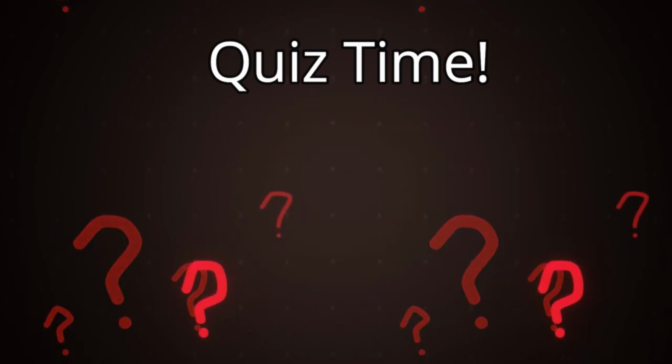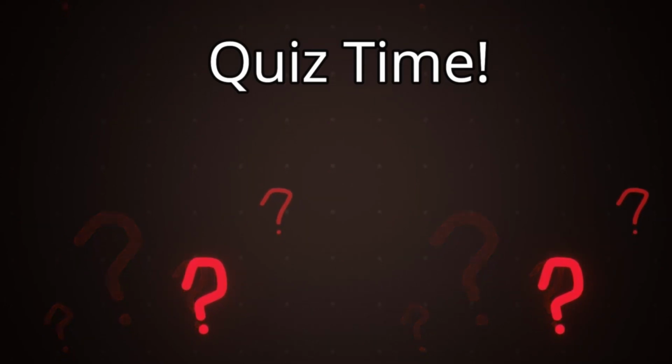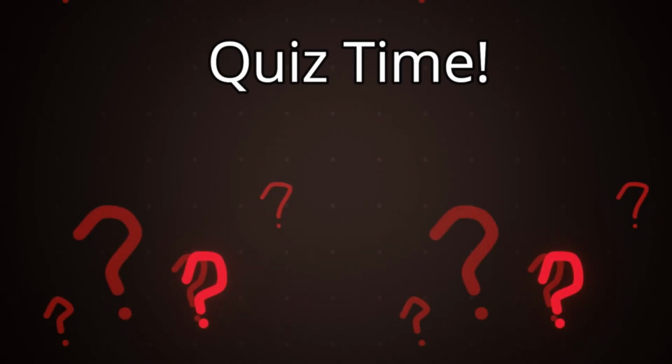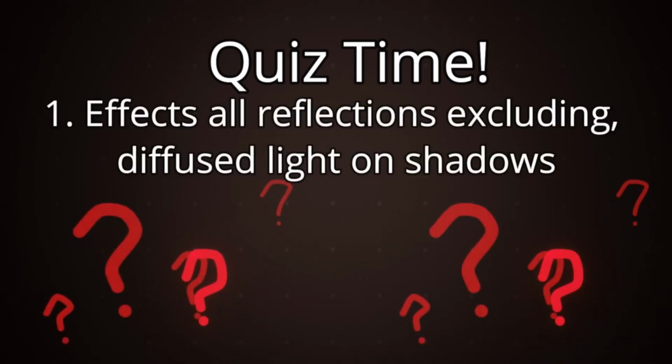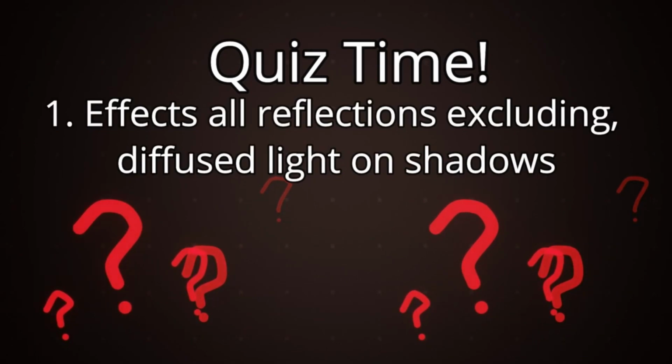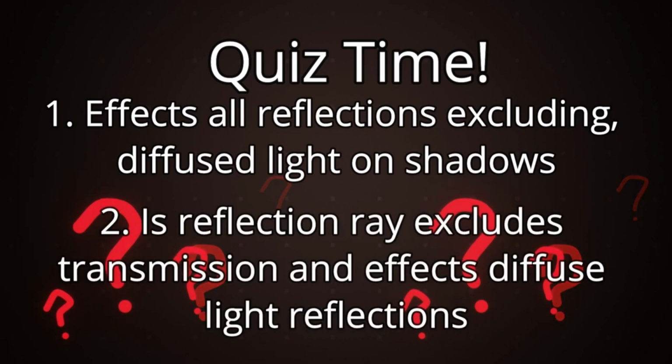Number 1. What does the is glossy ray do on the light path node? Is glossy ray makes it so all reflections, excluding diffused light, will be displayed as the second colour. This is different from the is reflection ray because the is reflection ray will exclude the transmission reflections and it will have the diffused light reflections.